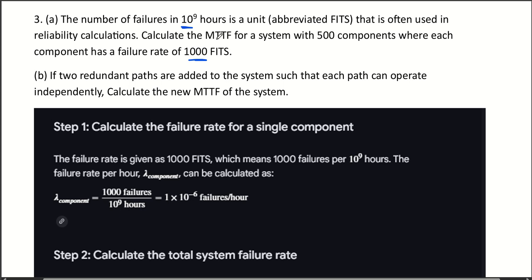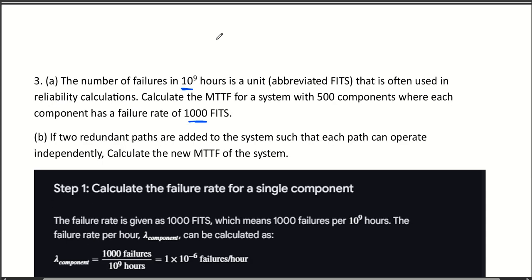Okay, so the number of failures in 10 exponent 9 hours is a unit, and it is abbreviated as FITS. That is often used in reliability calculations. Now you are supposed to calculate the MTTF for a system with 500 components, where each component has a failure rate of 1000 FITS.